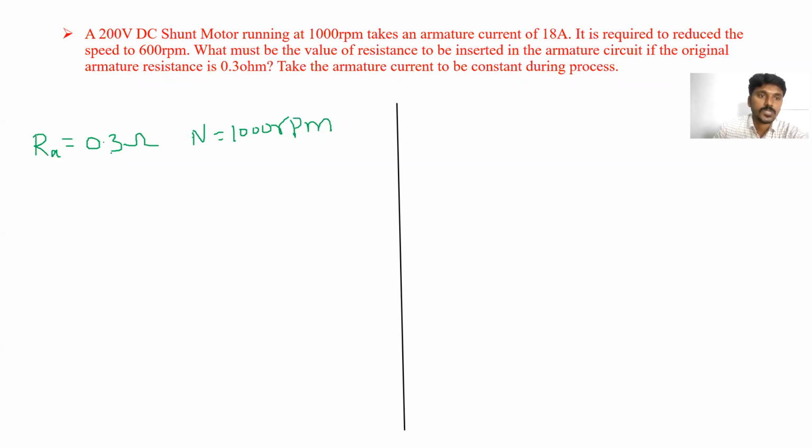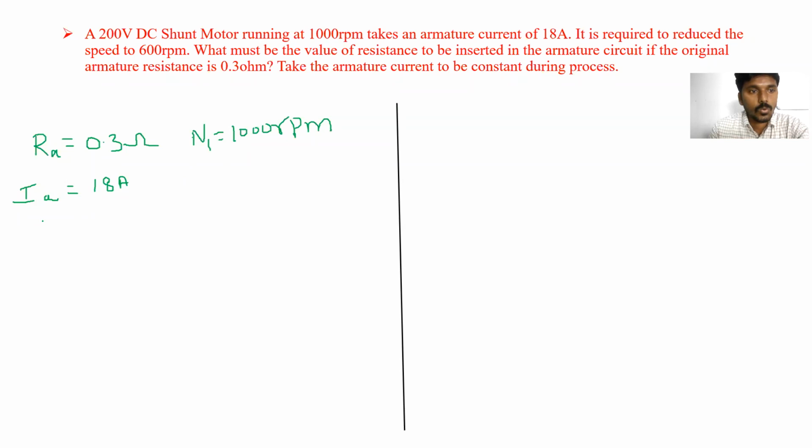Clear? So if the armature circuit has resistance 0.3 ohms, then this motor is running at 1000 rpm. This speed can be considered as N1. And what is the armature current he has given? Ia is equal to 18 amperes. Clear? Armature current given in the problem is 18 amperes.